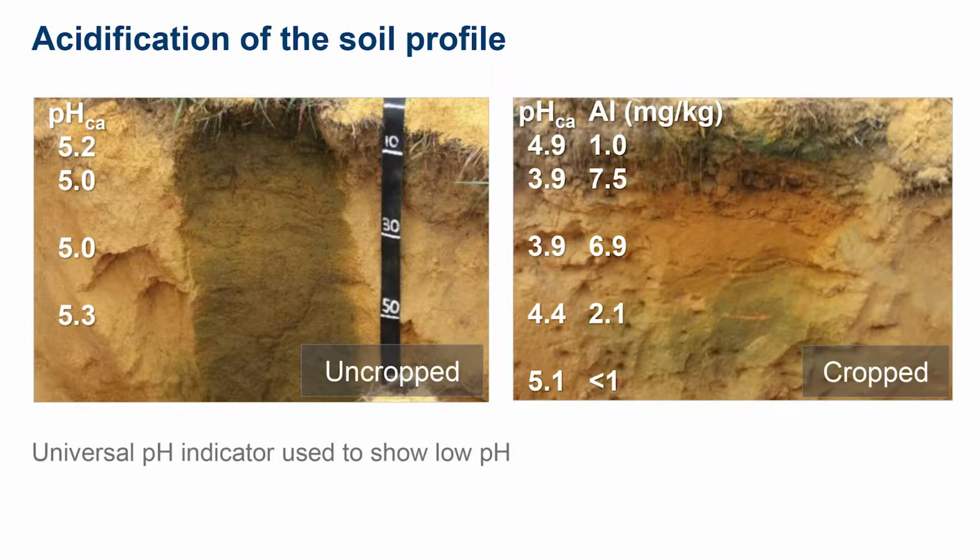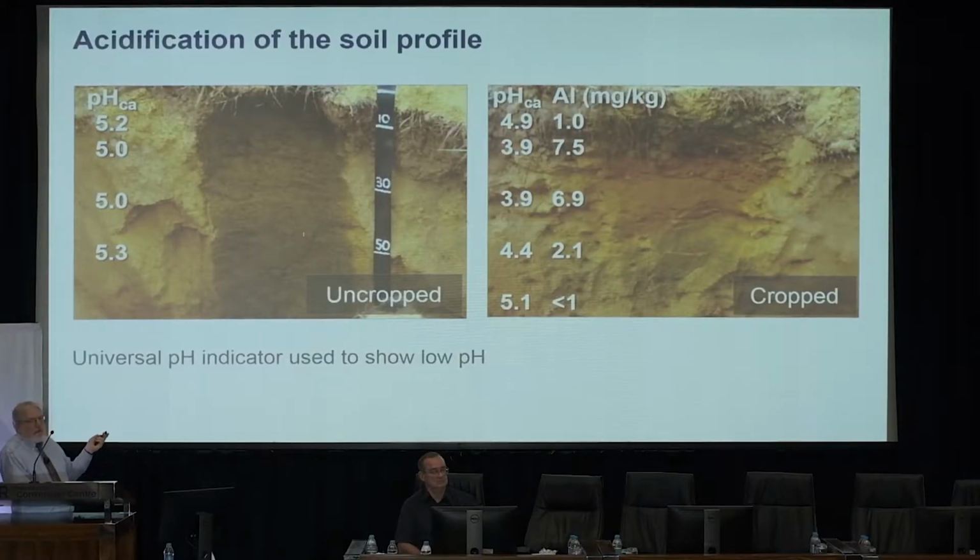This is a picture, some of you may have seen before, that shows what we've been able to do over about 50 or 60 years of farming of this particular site. Our soil is ancient and weathered, so it already starts off being acidic at around pH 5.